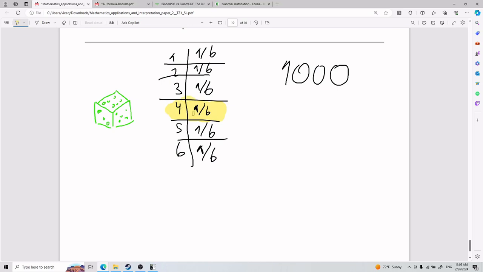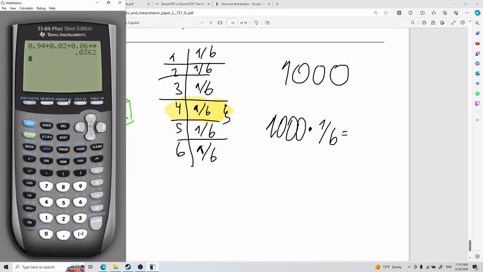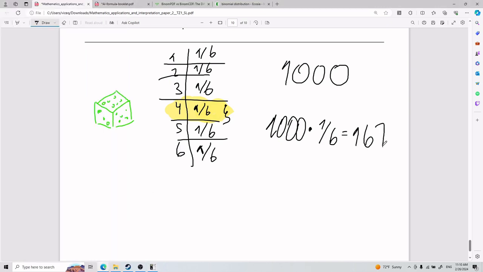How many fours do you think we're going to have if 1,000 people throw this dice at the same time? Well, you're going to take that 1,000, multiply it by the probability of getting a 4, which is 1 over 6, ¿cierto? And that is the expected number of fours we're going to have when 1,000 people roll the dice. How much is this? Around 166. Let's leave it at 167. See? So around 167 people will get a 4 when they roll a dice.